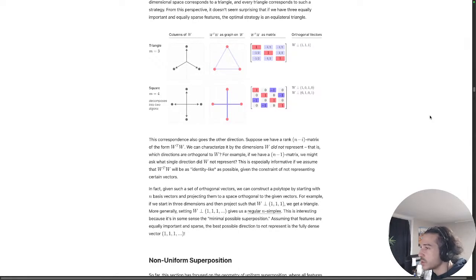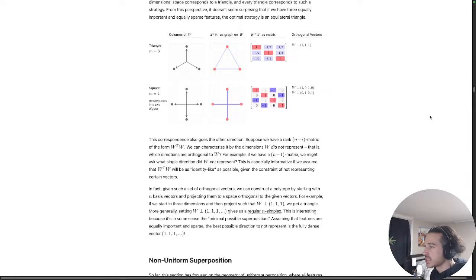So in this diagram, we see triangle, m equals 3, columns of W forming the vectors that go off to these 3 points. WᵀW as graph on W: these points form a triangle of vertices and edges. WᵀW as matrix has a 1 on the diagonal and negative 1/2 at every other point. And orthogonal vectors: W is orthogonal to (1, 1, 1).